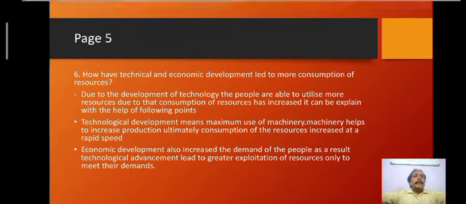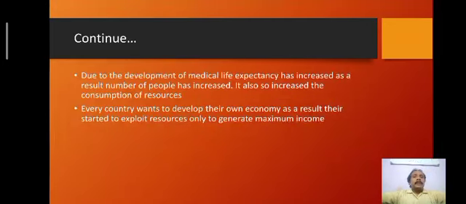So in this way we can say that the demand for resources has increased. Due to development of medical science, the life expectancy of the people has increased. At the time of independence, our life expectancy was nearly 40 years. But nowadays, we are capable of sustaining up to 72 years. As a result, the total population has increased. And it also increased the consumption of resources.